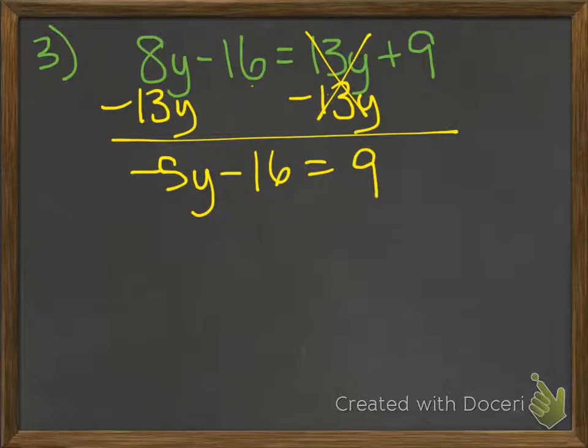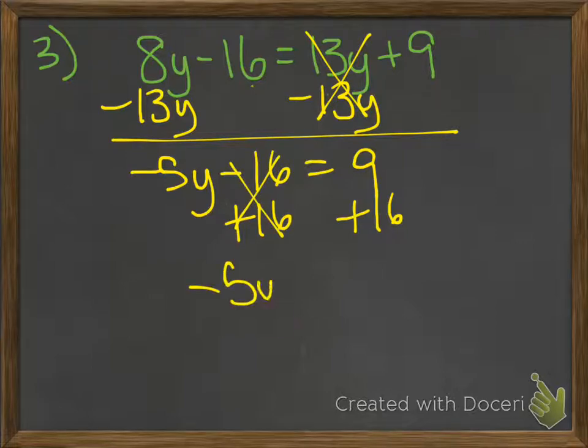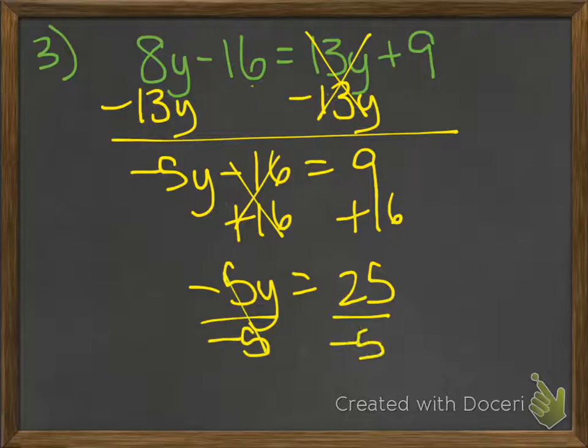Now we need to get our 16 over to the other side. Since we're subtracting 16 from that 5y, we need to undo subtracting, so we're going to add 16 to both sides, and we're going to show that we're adding 16 to both sides. So then I get negative 5y equals 9 plus 16, which is 25. And our final step, we're multiplying y by negative 5. So to undo multiplication, we're going to divide both sides by negative 5. And we find that y equals negative 5.